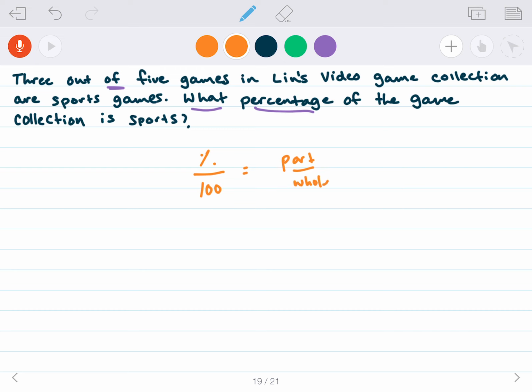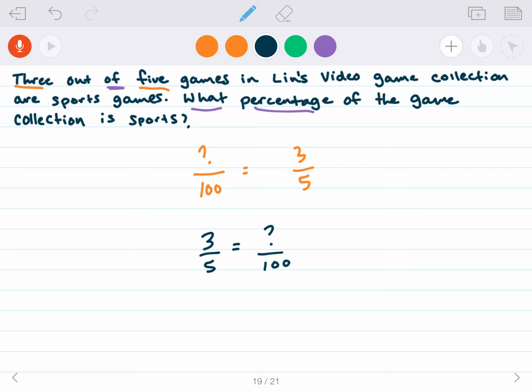Now, I know that I'm looking for my percentage, so the question mark needs to go where the percent sign is. Our whole comes after the word of, and after the word of is 5. So that's 5, and my part has to be the other number, which is 3. 3 out of 5. Now, again, I like the question mark to be on the right side, so I'm going to switch this around to be 3 out of 5 equals question mark out of 100.